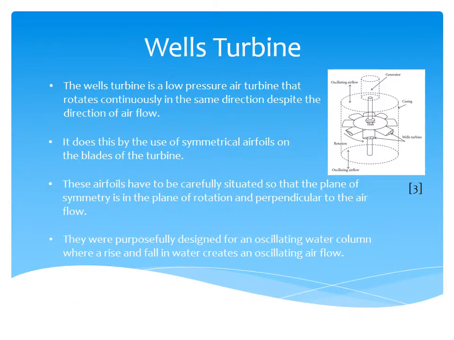The Wells turbine is a low-pressure air turbine that rotates continuously in the same direction despite the direction of airflow. It does this by the use of symmetrical airfoils on the blades of the turbine. These airfoils have to be carefully situated so that the plane of symmetry is in the plane of rotation and perpendicular to the airflow. They were purposefully designed for an oscillating water column where a rise and fall in water creates an oscillating airflow.